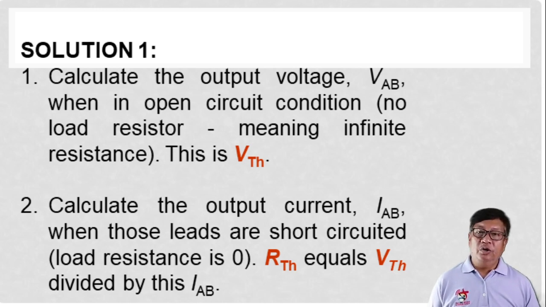So yun ang output or terminal voltage natin sa load terminal, V sub OC, when in open circuit condition. So open circuit condition, no load resistor, meaning infinite resistance. This is your V sub TH or your Thevenin voltage. Number 2, calculate the output current I sub SC, yung terminal current with those leads short-circuited. Okay. Then our load resistance now is 0 because our load is short-circuited. So we will be able to solve for the Thevenin resistance, which is equal to the Thevenin voltage divided by the short circuit current. Okay, so that is your solution.